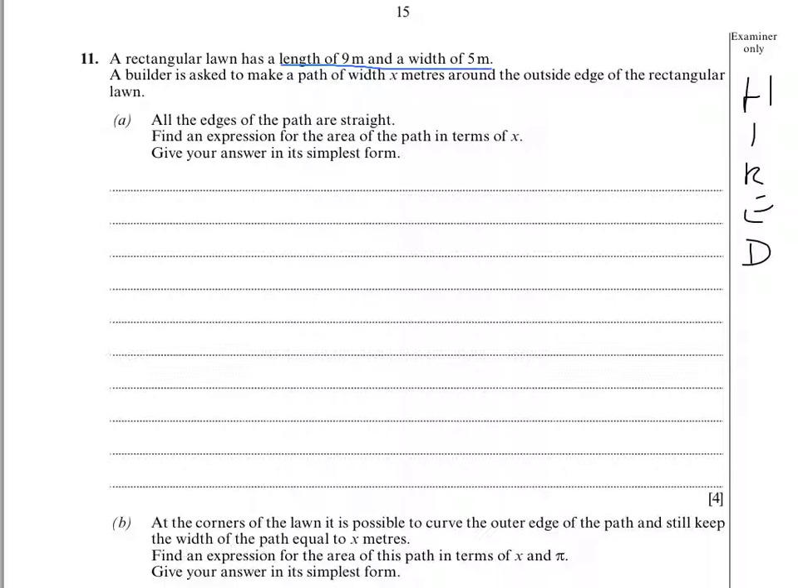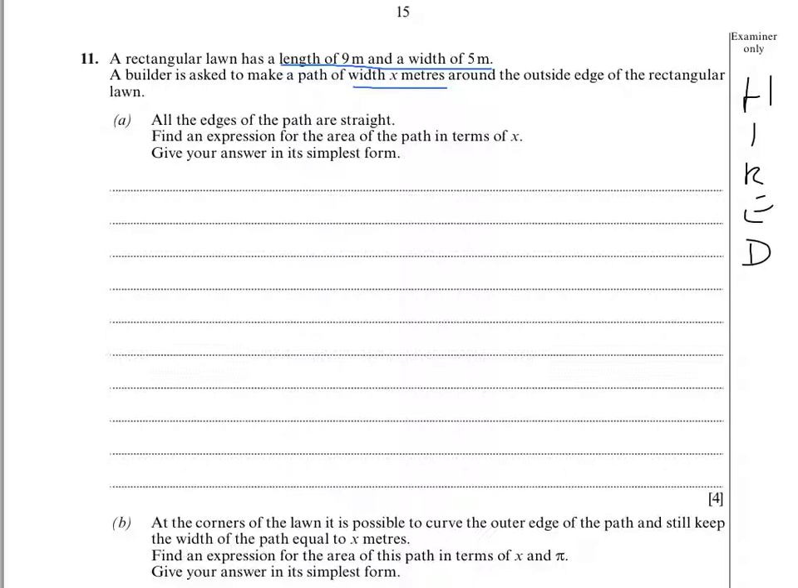It then says a builder is asked to make a path of width x meters around the outside edge of the rectangular lawn. So for part A, we've got to find an expression for the area of the path in terms of x and give our answer in simplest form. So that means that in the end we're going to have an answer to our area which has got x in it, for example, 5x plus 3. But we know it's going to be a little bit more complicated than that.